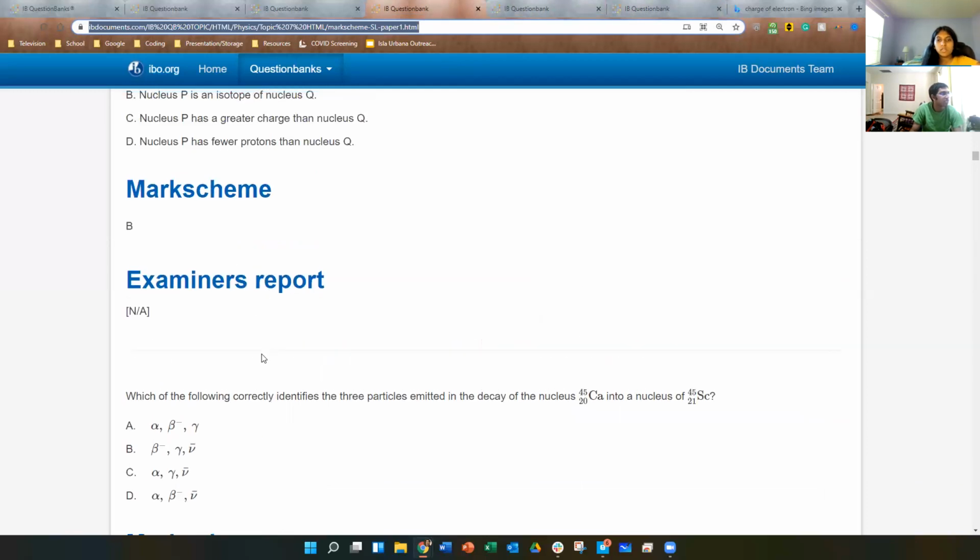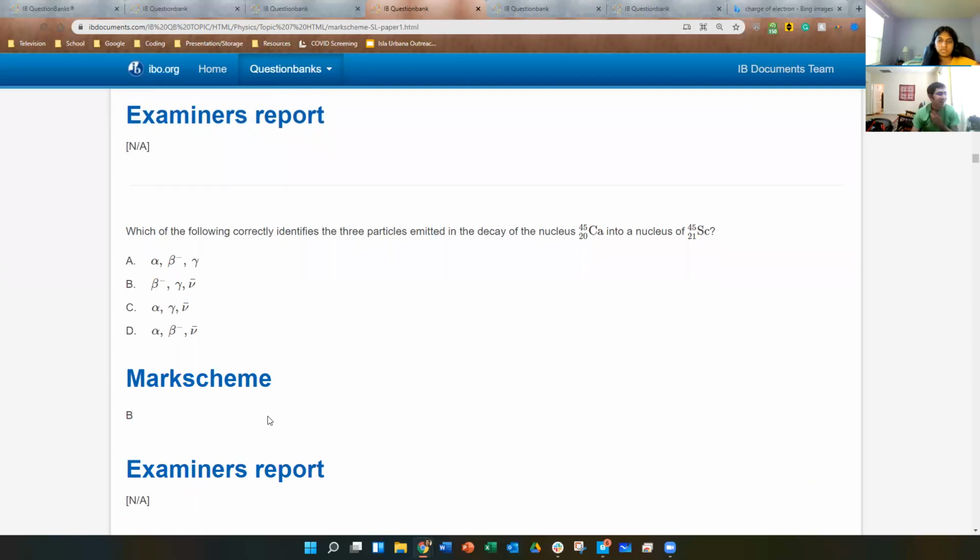Which of the following correctly identifies the three particles emitted from here to here? So we're gaining charge, right? So that means we have to lose charge. Well, it can't be an alpha, so you automatically know that it's not A, C, or D. So it's beta minus and then antineutrino, so B. That's the only one.